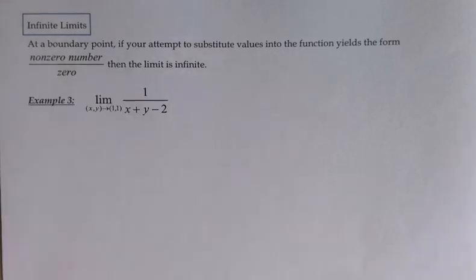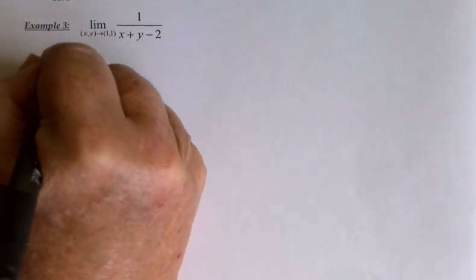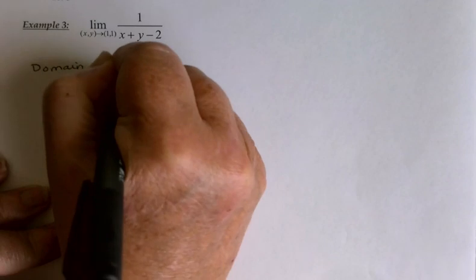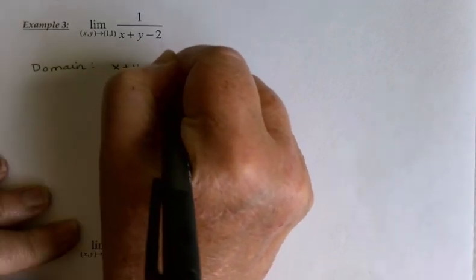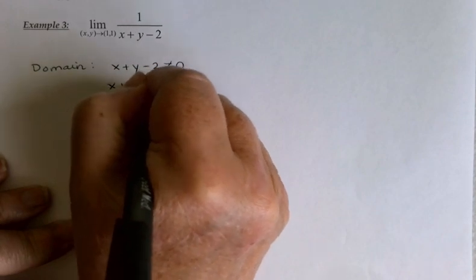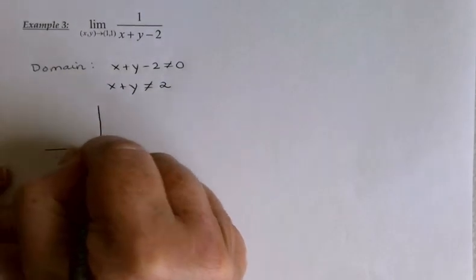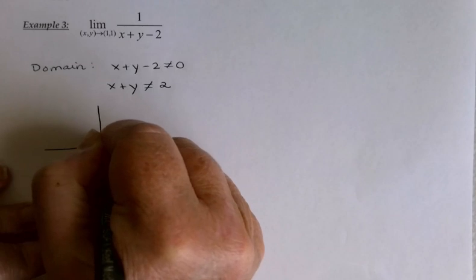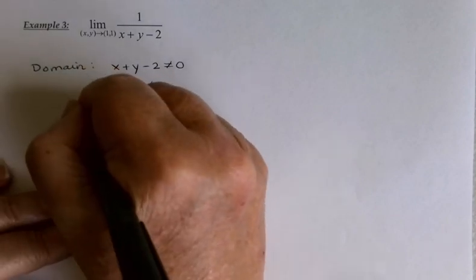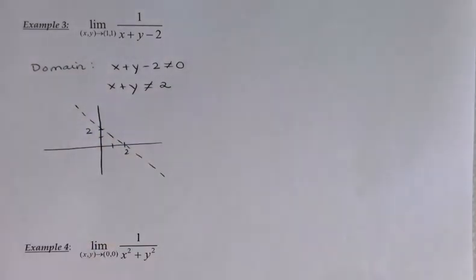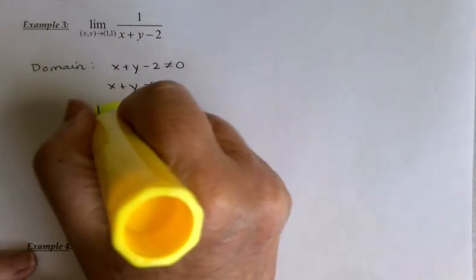Let's take a look at this example. I want the limit as x and y go to 1, 1 of 1 over x plus y minus 2. We've actually already talked about the domain of this function, but let's do it again real quick. Our domain: x plus y minus 2 can't be 0. So we can't have anything on the line x plus y equals 2. And the domain would be everything else.